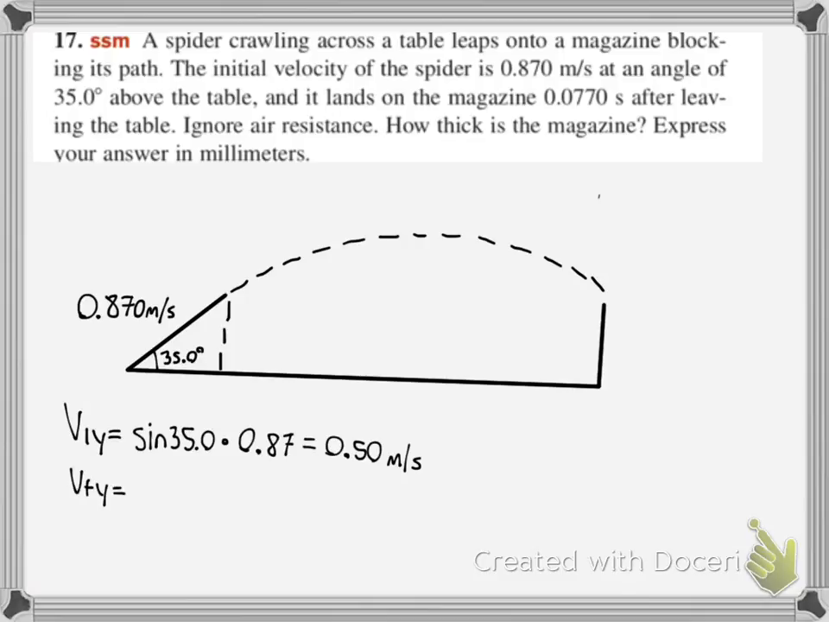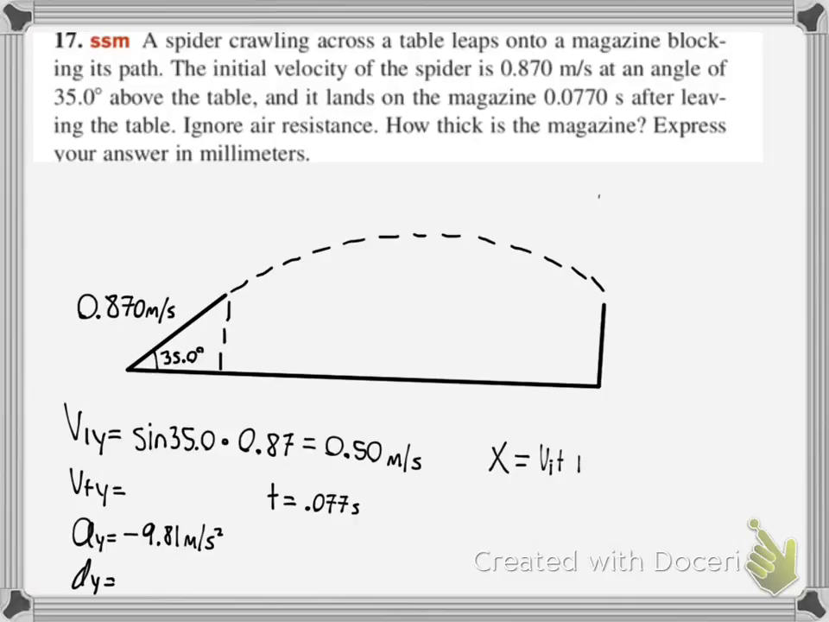We don't know what our final velocity in the y is. We know our acceleration in the y is negative 9.81. We don't know what our displacement in the y is, and we know that our time is 0.077 seconds. Okay, here we don't have to use the x components because we already have enough variables in the y to solve for the displacement in the y.